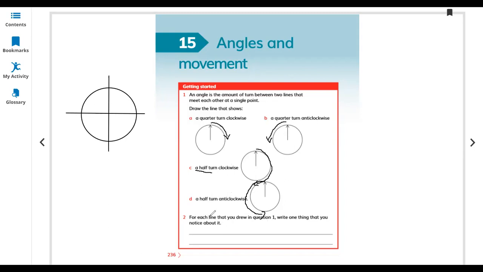Question number 2. For each line that you drew in question 1, write one thing that you notice. So we can say, if we move a half turn clockwise 2 times, it completes a circle. This is a half turn. So if I complete 2 turns, it comes back to the same position from where it started. Or you can write any other thing that comes to your mind.